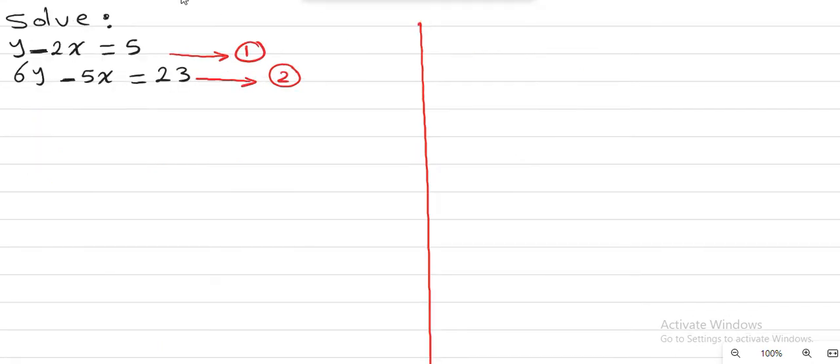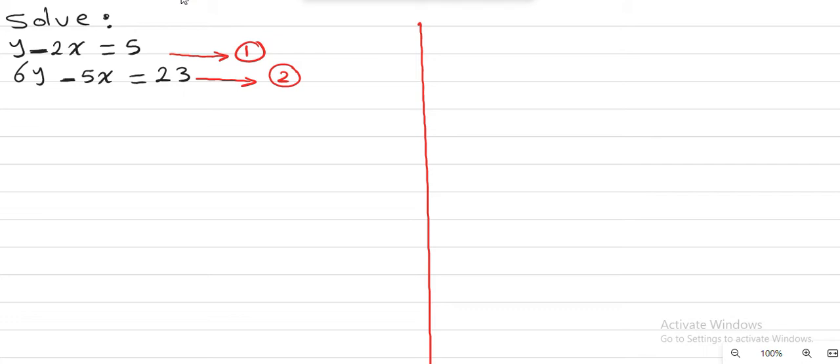Question 3. Solve equation 1, y minus 2x equal 5, and equation 2, 6y minus 5x equal 23. In this question, we'll solve by substitution method. We said the main idea of elimination method is to get one variable with the same number and different signs. The main idea of substitution method is to get one variable the subject of one of the two equations.